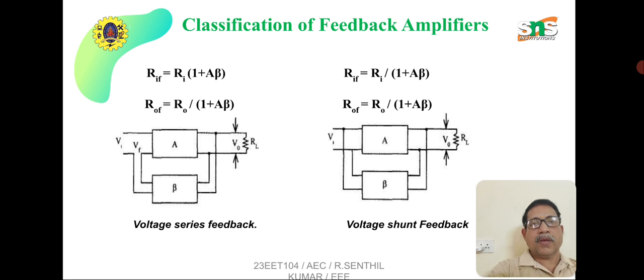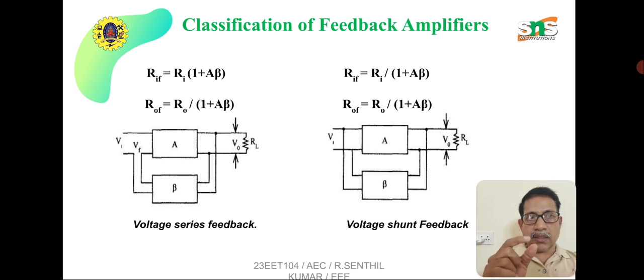The first one is the voltage series feedback amplifier. From the name itself, it is voltage. The voltage is connected in parallel, and in parallel circuits the voltage remains the same. For easy understanding, the first word, voltage, refers to the output part. The second word, series, refers to the input part, which remains connected in series. Therefore, the current comes into picture.